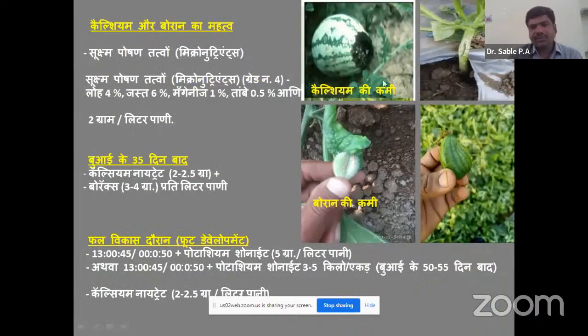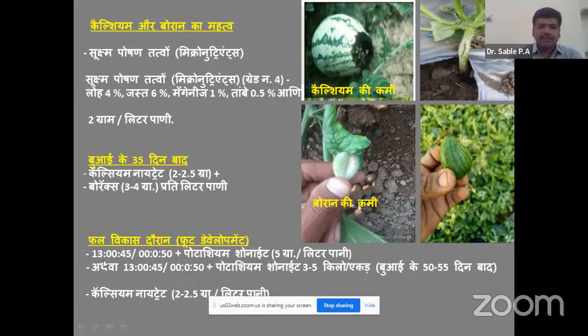Now here we can see the particular deficiency symptoms of particular nutrients. Calcium: blossom end rot, then stem cracking. Then boron: irregular shape of the fruits, then the cracking of fruits, which is the boron deficiency. It can be overcome, as per our earlier discussion, by micronutrients having zinc, manganese, copper, and iron, etc. And calcium nitrate 2 to 2.5 gram at 35 days after transplanting, and borax, boron, 3 to 4 gram per liter of water.